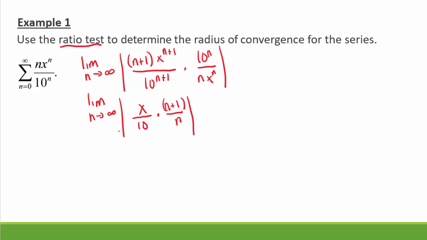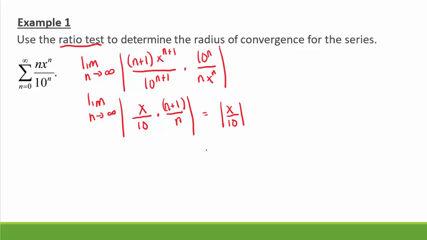Now I'm taking the limit as n goes to infinity. As n goes to infinity, this goes to 1. So what am I left with? I'm left with x over 10.